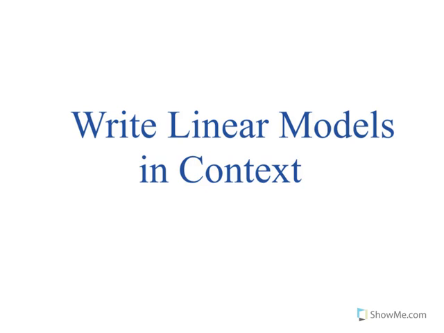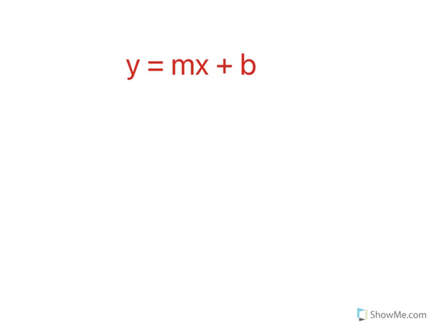Write linear models in context. So now we're going to use the information we have to write linear models, which we can then use to make predictions. A linear model, generally, we think of in the form of slope-intercept. So y equals mx plus b. You might have heard of this, where m represents the slope, b represents the y-intercept.